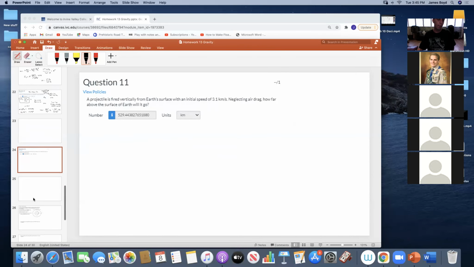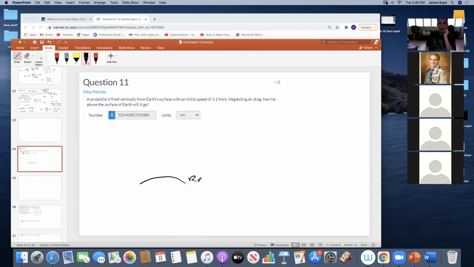And then our final one before we get to the test questions, and we're almost done, is a projectile fired vertically from the Earth with an initial speed of 3.1. How far will it go? You might think, I'm going to use projectile motion. Nope. Use energy. So it's initially at R of the Earth, and final is unknown.